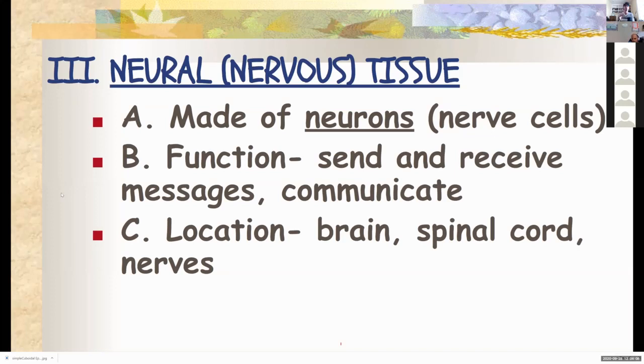We find neural tissue in the brain, in the spinal cord, and then also as nerves throughout the body. And so you just have to write the word nerves. And we'll talk a little bit more about what those type of nerves are called. We refer to them as peripheral nerves.